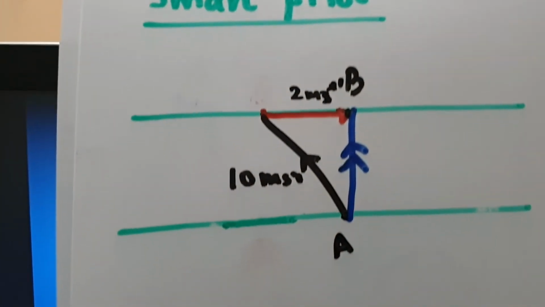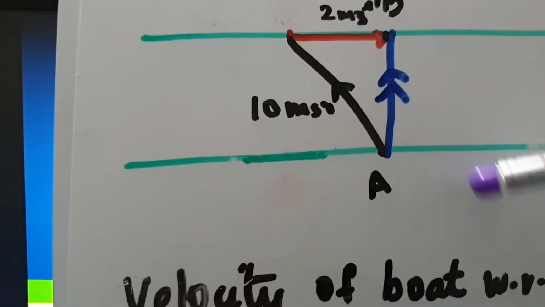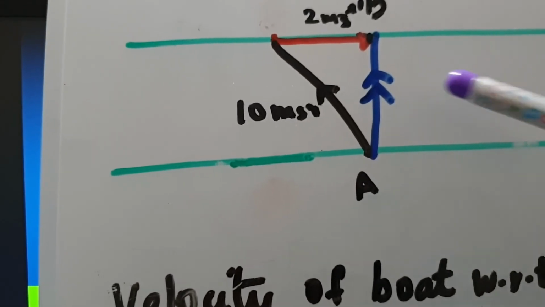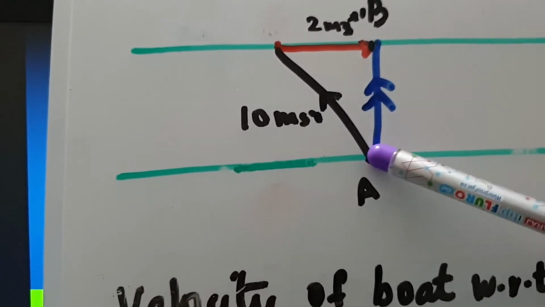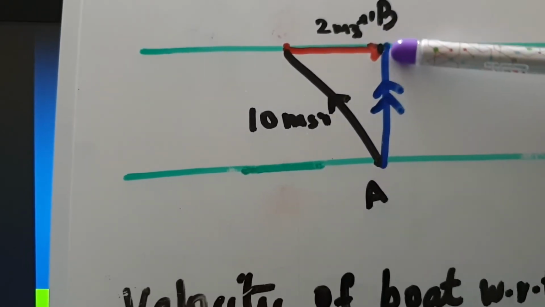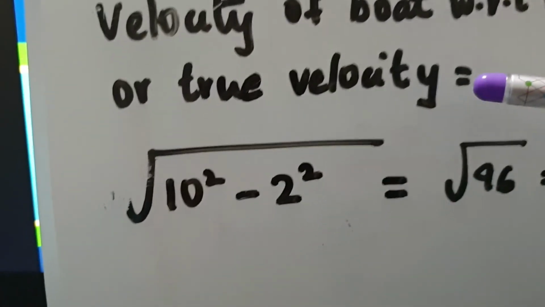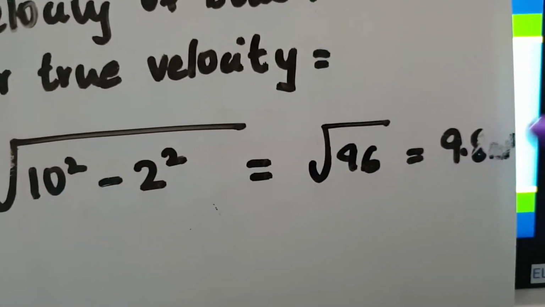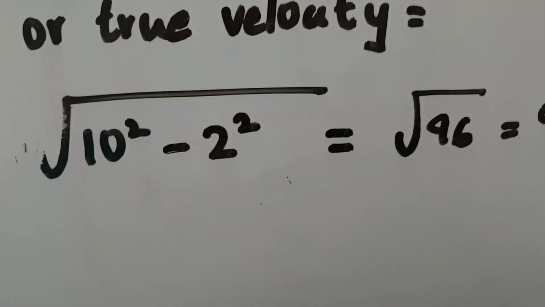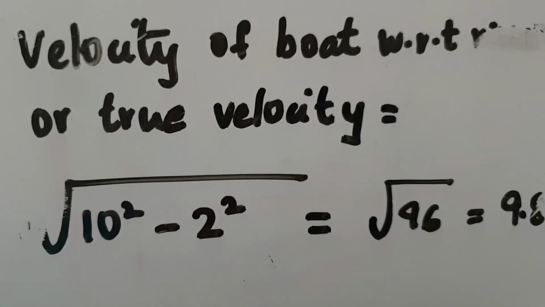And this is the one with the smart pilot, where you point the boat into the current. So the boat is pointed that way, but it ends up going straight. If you need to know the size of that, it's the square root of 10 squared minus 2 squared, which is the square root of 96, and you get 9.8 meters per second. Okay, that's all for this lesson.